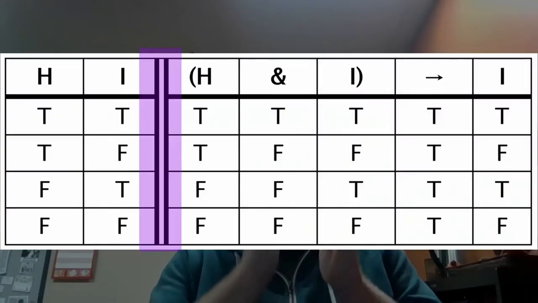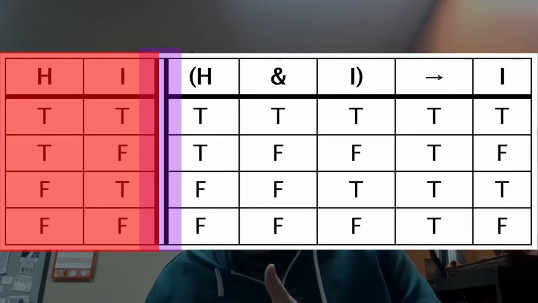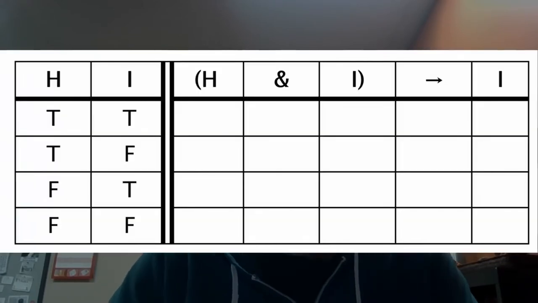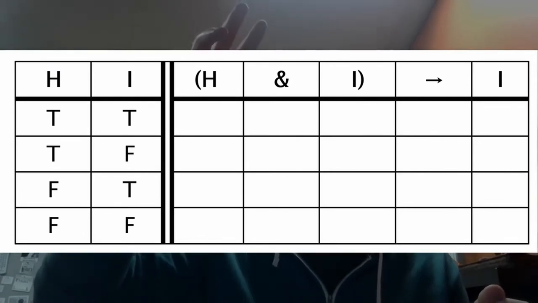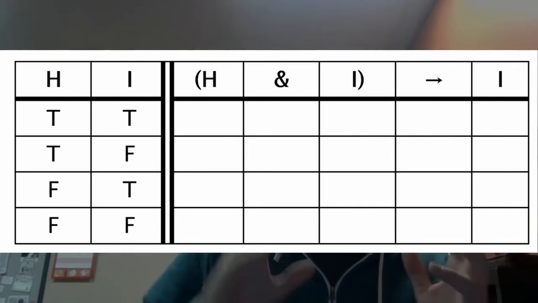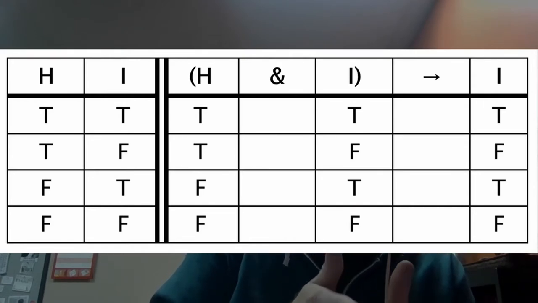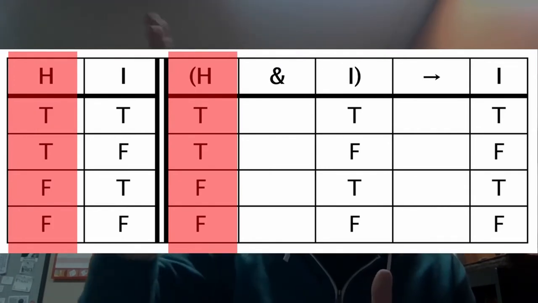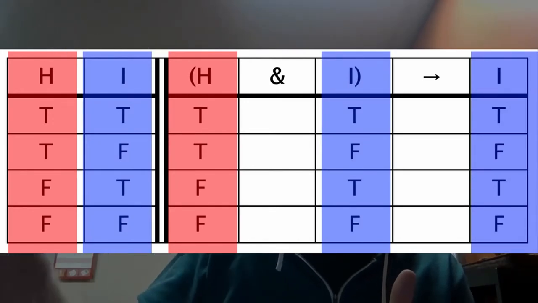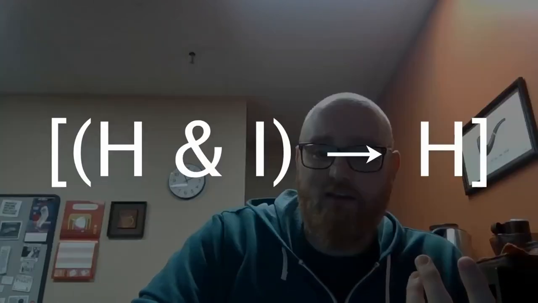Okay, now we can write out the rest of the sentence. We'll use a double line to separate out where we've done our work on our sentence letters and where we are working on the expression itself. So you can see on the left part, we have that same little basic truth table for the two sentence letters. And then we copy those values over into our expression. So when we have H all the way down, we'll copy over our H possibilities. And then for I, we'll do that each time I shows up.